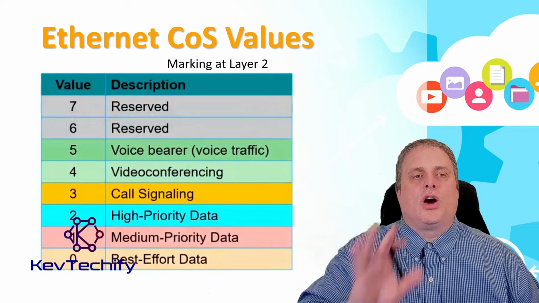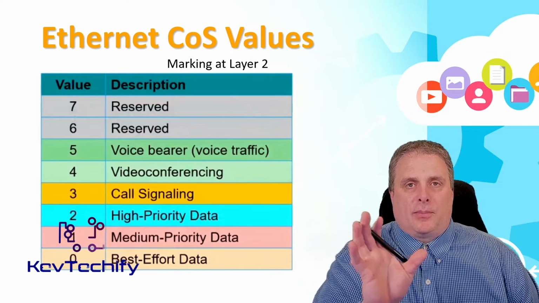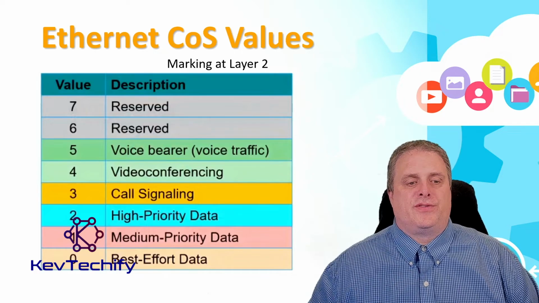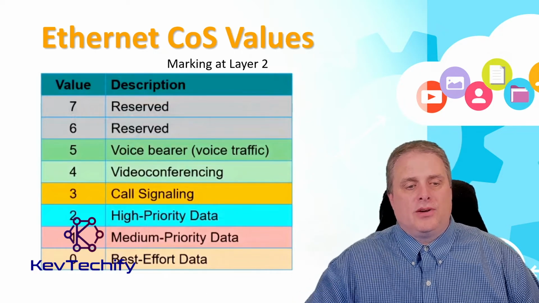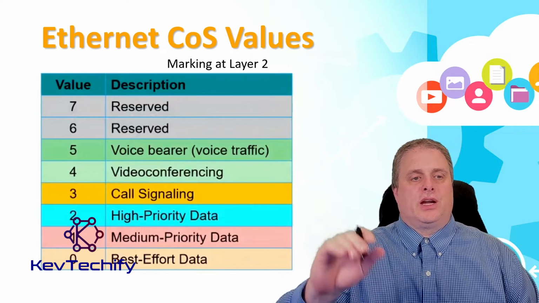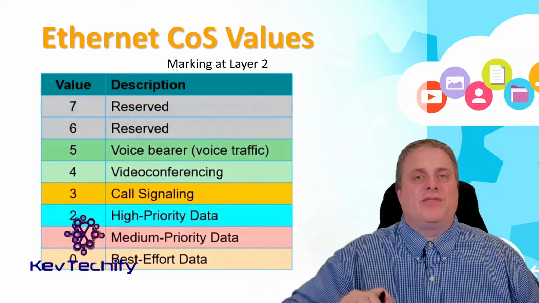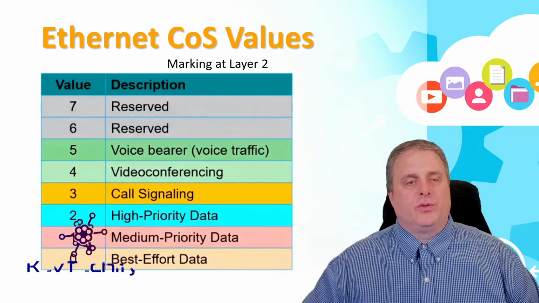There are 8 class of service values that can be set in that quality of service field. 0 is best effort, 1 is medium priority, 2 is high priority, 3 is signaling, 4 is for video conferencing, 5 is for our voice traffic, and 6 and 7 are for network control. Those are reserved, we don't use them.